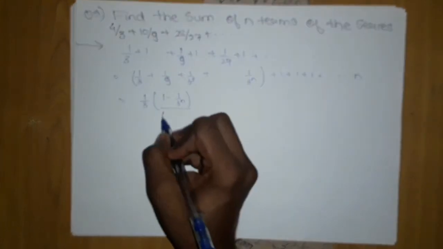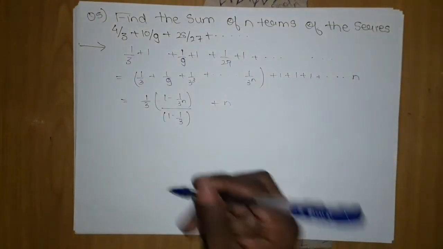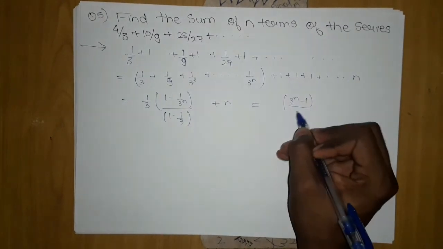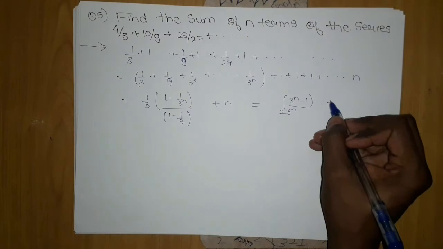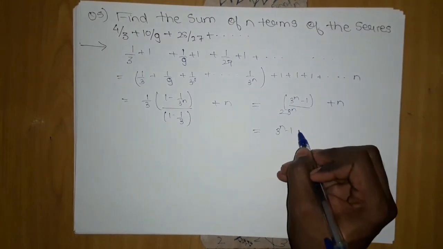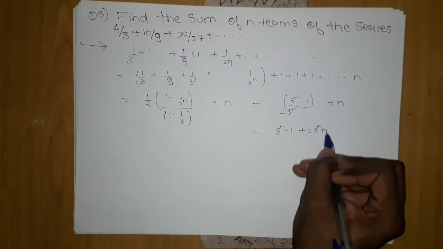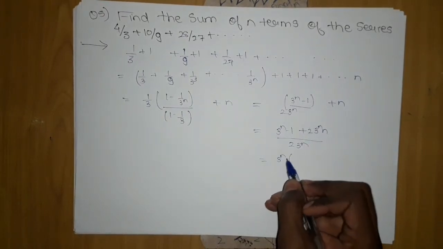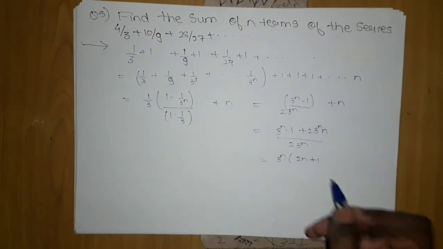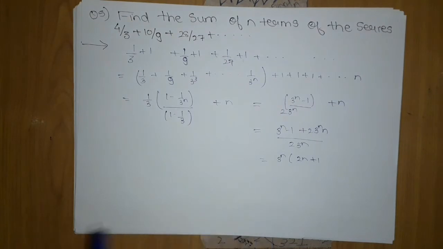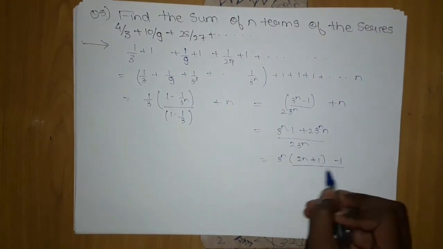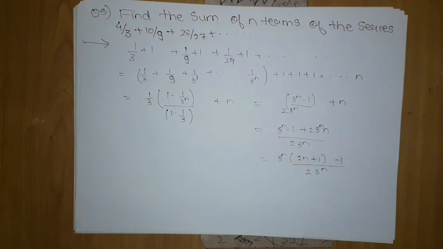So here it will be 1 minus 1 by 3. Further on here it will become n, since 1 added n times is nothing but n. If we do further, 3 will cancel out, it will give me 3 power n minus 1 upon 3 power n, into 2, plus n. Further on, we have 3 power n minus 1 plus 2 into 3 power n into n, upon 2 into 3 power n. If I take 3 power n common, what I have is 2n plus 1, and minus 1 upon 2 into 3 power n. So we are left with this thing.